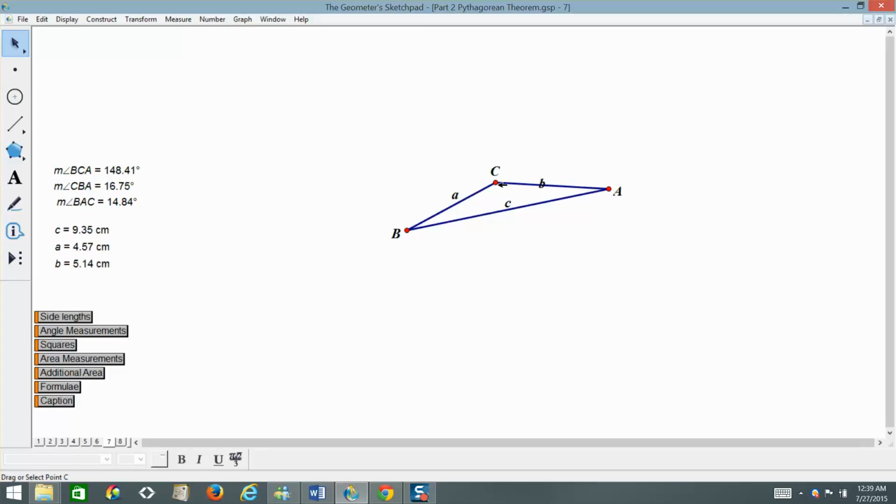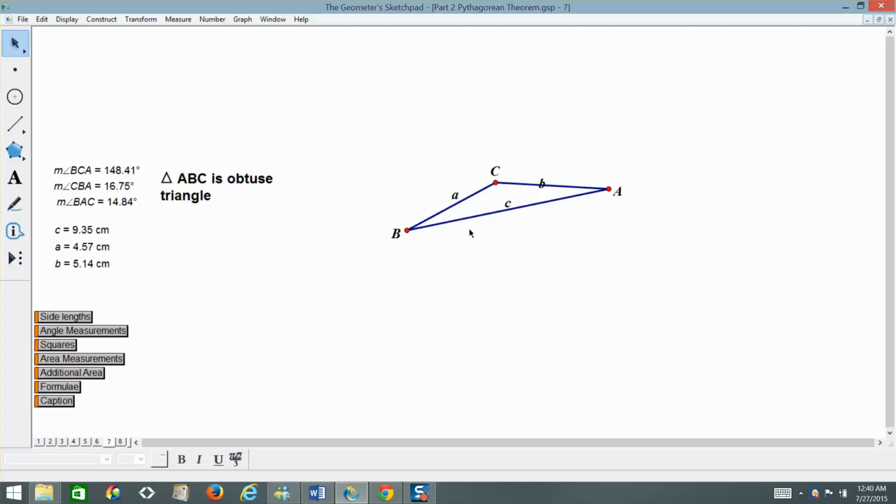Angle C is equal to 148.14 degrees. Angle B is equal to 16.75 degrees, and angle A is equal to 14.84 degrees. One of these angles is an obtuse angle, while the other angles are acute angles. So based on these angles, what is the type of this triangle? Yes, you are right. The type of this triangle is an obtuse triangle.